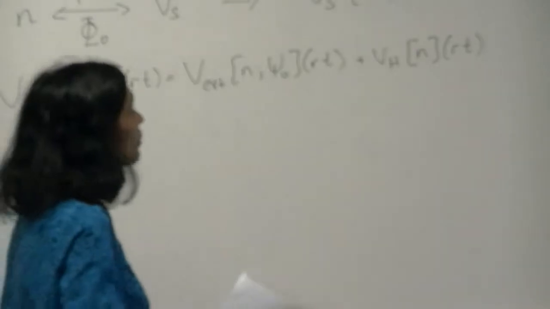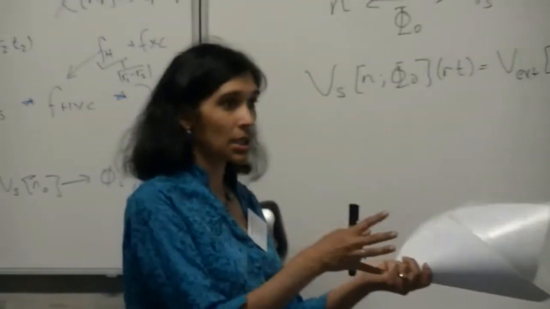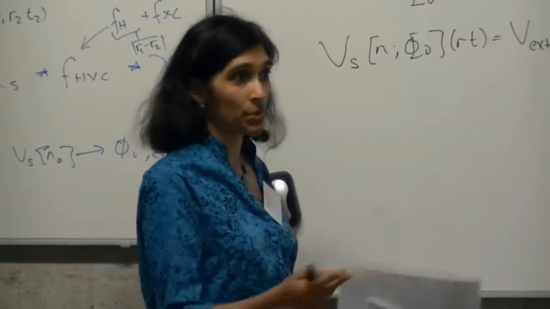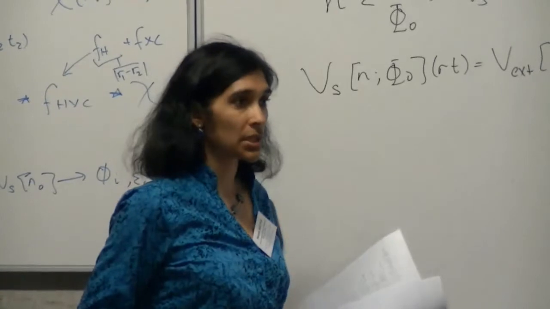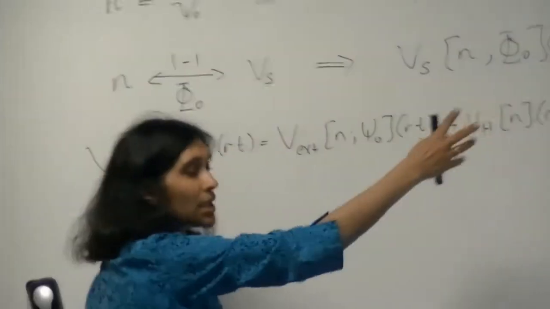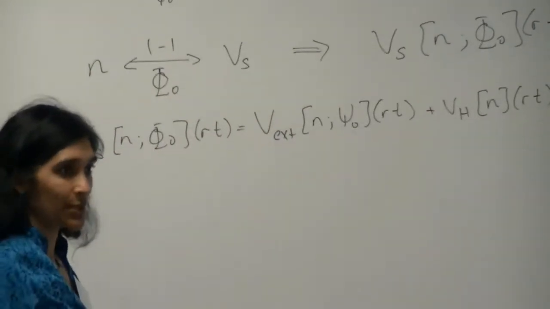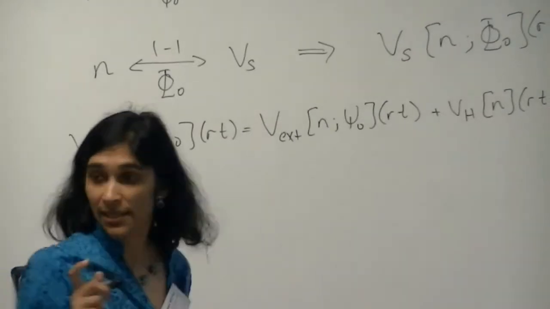Well, just in the same way that even in the ground state, if I think about the Hohenberg-Kohn theorem, if you're given the density, it points to your external potential. So in the same way, the external potential is a functional of n. We never use that functional derivative dependence, and I'll clarify.